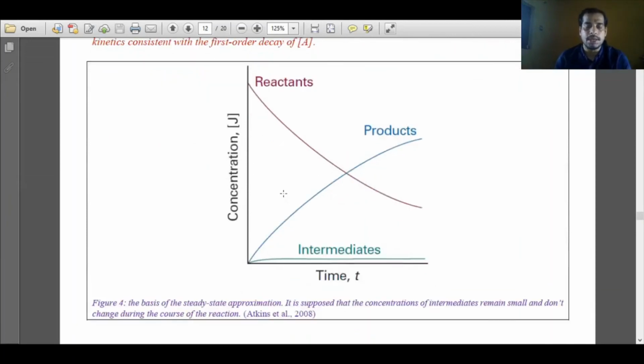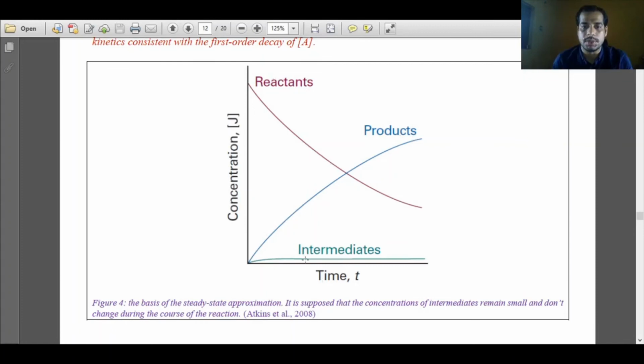So we will further understand this steady state approximation with respect to a graph. The reactant is decreasing, and the intermediate is forming with respect to time. It rises to a certain level, then after a certain time the intermediate is not changing at all, it is almost parallel to the x-axis as time progresses. Under this kind of condition, the product is forming with respect to time.